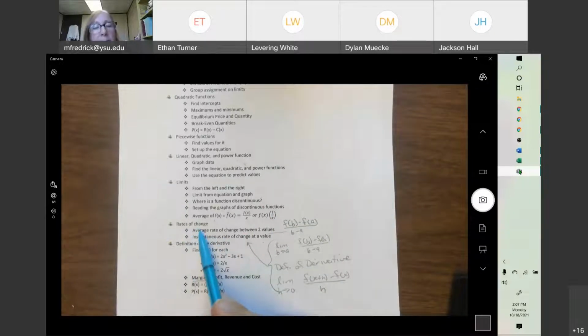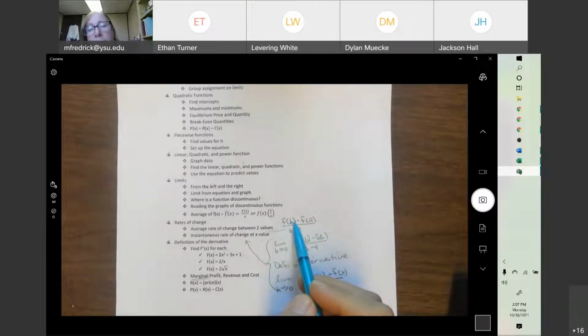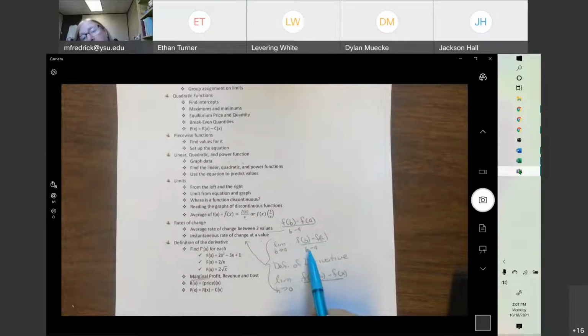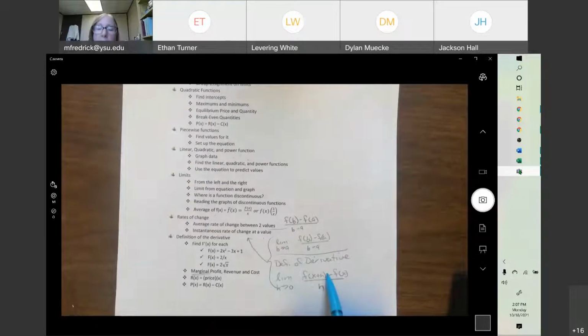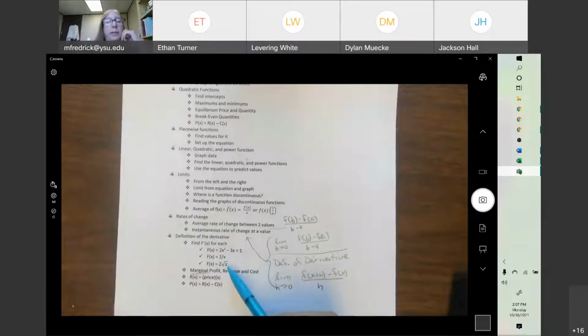Also, chapter 6 was rates of change. When it's the rate of change between two values, that's the slope: f of b minus f of a over b minus a. Instantaneous rate of change, you can use the limit as b approaches a of f of b minus f of a over b minus a. Or you can use the definition of the derivative, which is the limit as h approaches 0 of f of x plus h minus f of x over h. And on the take home, there are 3 problems like this where you have to use this. So that's 3 of them.